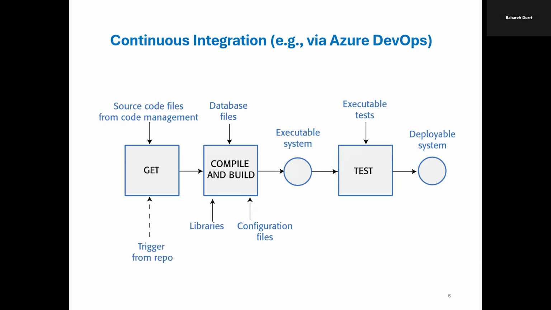Once we have a working executable, we move to the test phase. Automated tests are run, usually unit tests, integration tests, and maybe some smoke tests, just to make sure everything is functioning as expected. And if all tests pass, we now have a deployable system. This means the system is packaged and ready to go into staging or production.